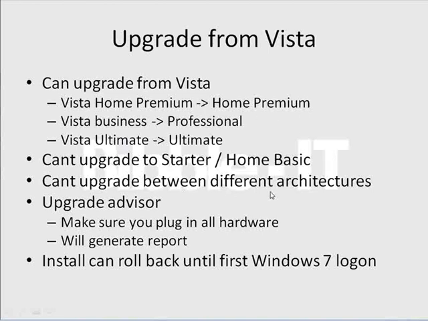You also can't upgrade between different architectures. So again, if you had the 32-bit edition of Vista, but you wanted to move to the 64-bit edition of Windows 7, you're not able to do that directly. You would have to format and start again.